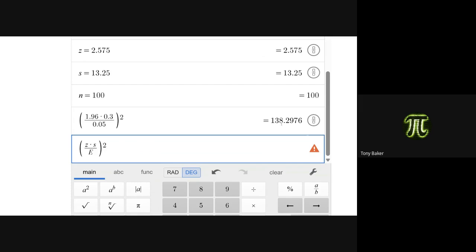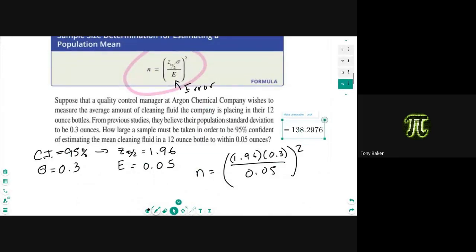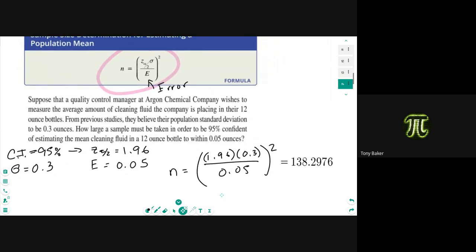So, 138.29, and so on. The question was, how many items would I have to look at to get that error? That's my answer when I plugged it into the formula. So what's the answer to the question? How many bottles of cleaning fluid do I need to look at to make sure I get my error?